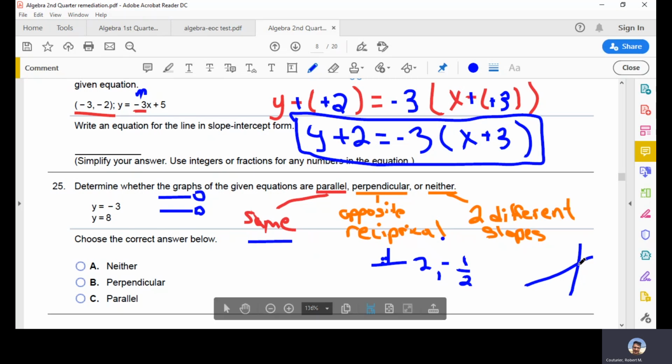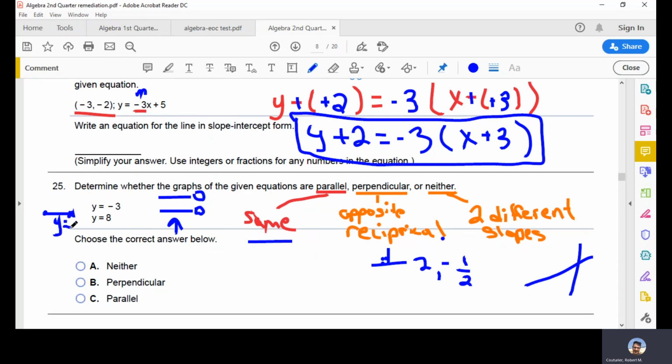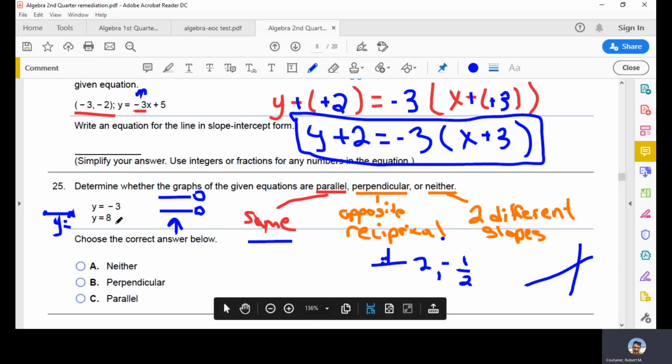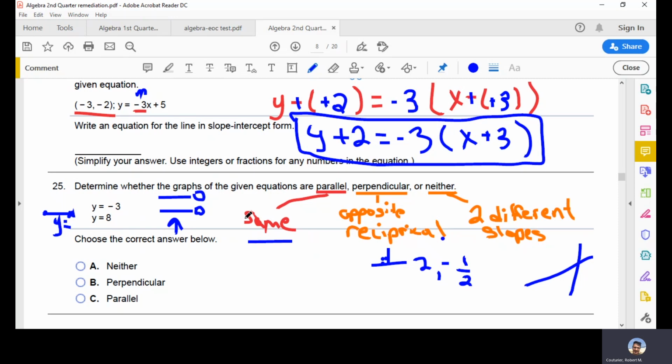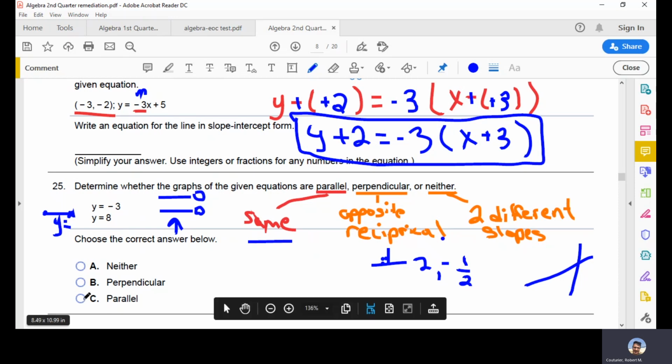All right, so take a look at this one. It's two lines, and this is a special case. I use this example here for a reason. Y equals 3, y equals 8. Anytime you have a line that says y equals and a number, it's Mr. Slope's mouth. So the slope of this line is 0. The slope of that line is 0. Are the two slopes the same? They are, so it would definitely be parallel lines.